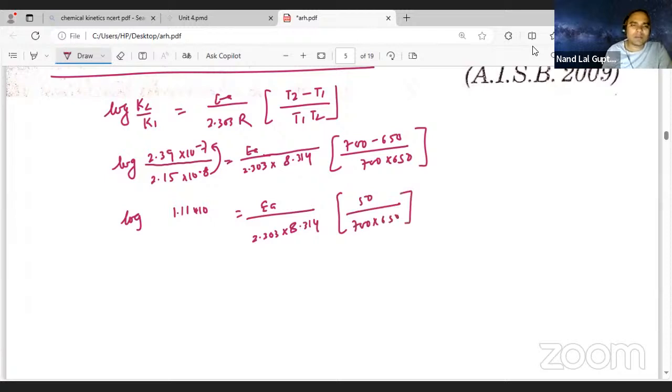Now we need to find the log value. Log 11.1 is equal to activation energy upon 2.303, this is 8.314, multiplied by 50, divided by 700, 650.